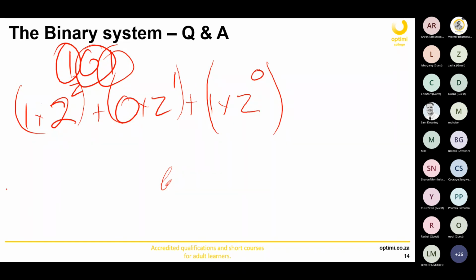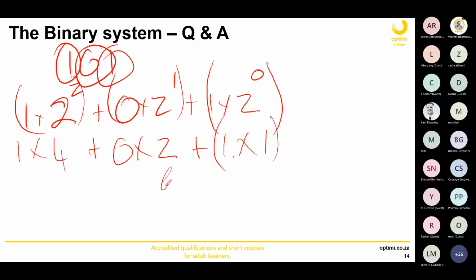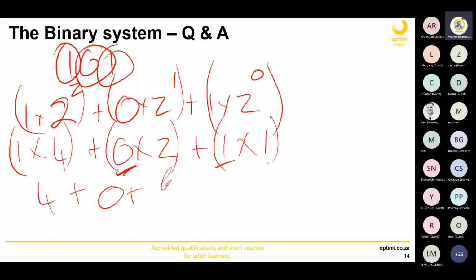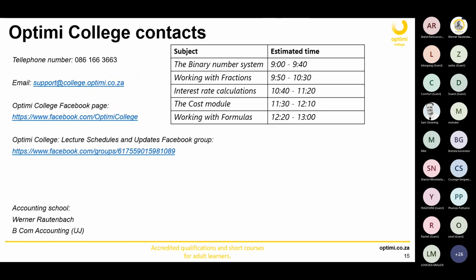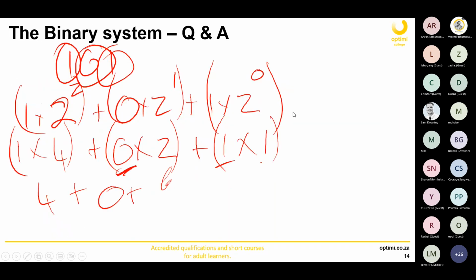Okay, cool. So it's going to be 1 times 2 to the power of 2, which is 4, plus 0 times 2 to the power of 1, which is 2, plus 1 times 2 to the power of 0, and anything to the power of 0 is 1. So 1 times 4 is 4, 0 times 2, anything times 0 is 0, plus 1 times 1 is 1. 4 plus 0 is 4, plus 1 is 5.